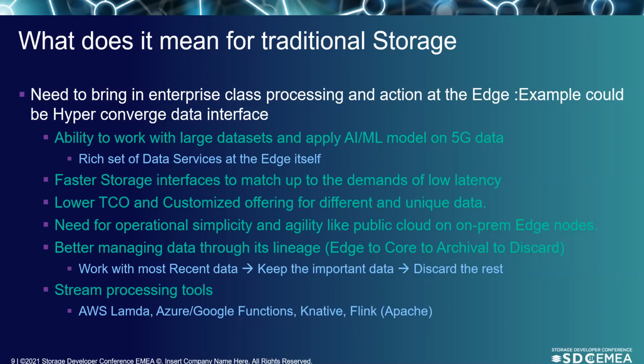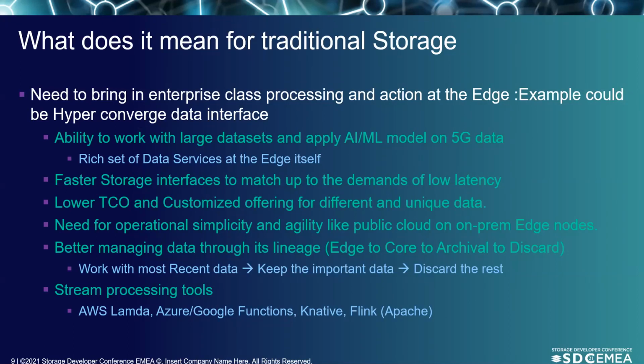I think Umang also alluded to this. So you need to bring the simplicity and agility of the public cloud that you have today to these on-prem edge nodes. So we have to better manage the data. Some of the things that we talked about in the previous slide: how to decide what is important, how to decide what goes to your secondary storage, what to discard, moving data back and forth. Those all become very important when you're trying to provide this millisecond latency response times.